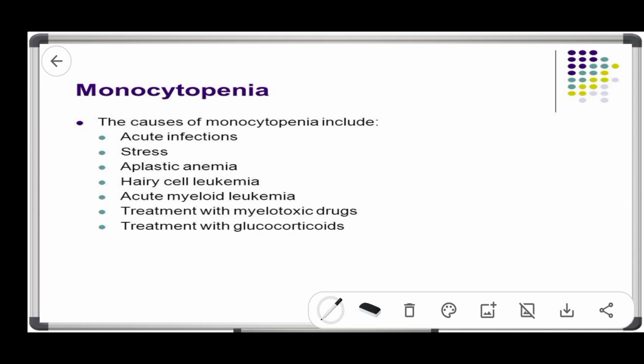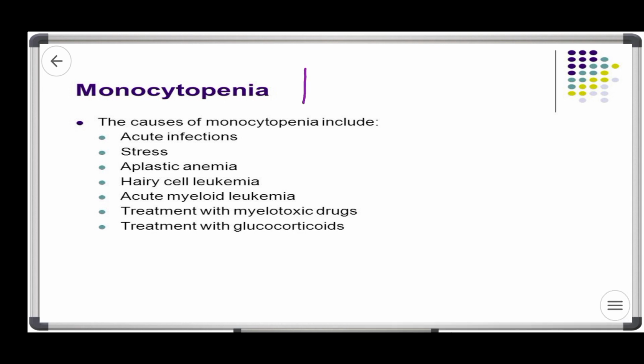The second category is monocytopenia, which means a decrease in monocyte count. The most common cause is hypoplastic bone marrow. Others are acute infections, stress, aplastic anemia, hairy cell leukemia, acute myeloid leukemias, treatment with myelotoxic drugs, and treatment with glucocorticoids.